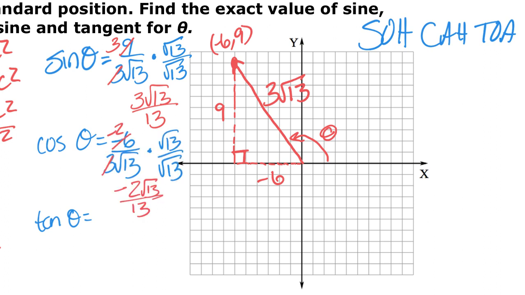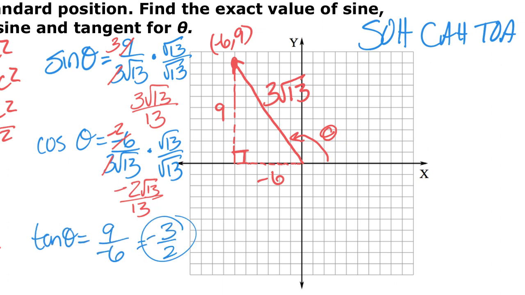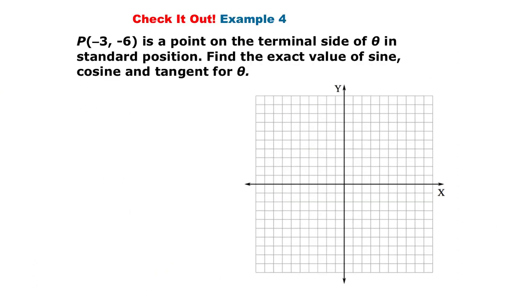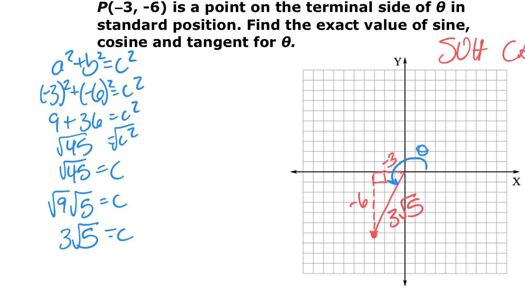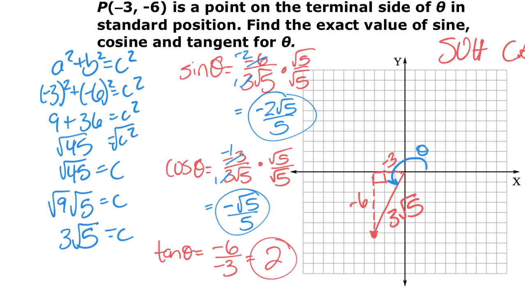For the cosine, I just need to make sure that I'm using -6 as the adjacent. Don't forget the negative. And then we rationalize the denominator, and this is what we end up with. Tangent's a little bit simpler here. It's just 9 over -6, which simplifies to -3/2. Here's what we end up with for sine, cosine, and tangent.